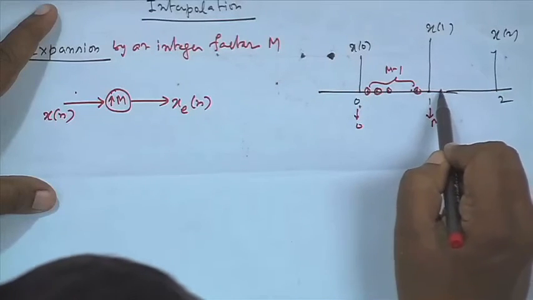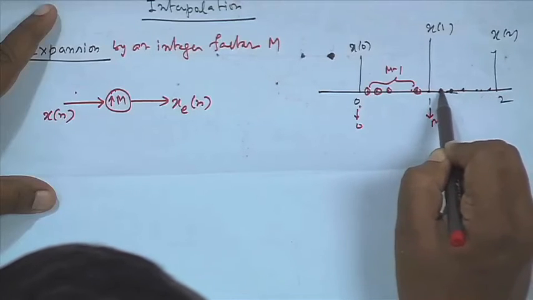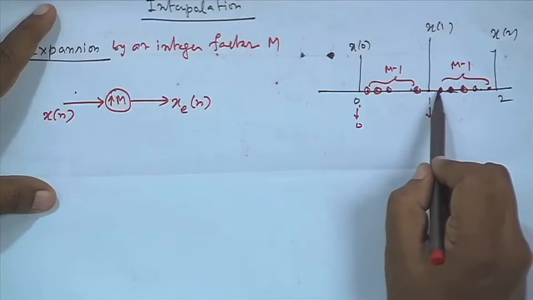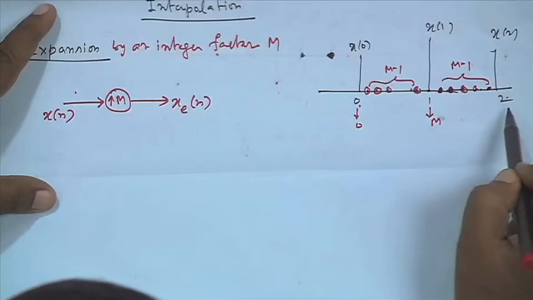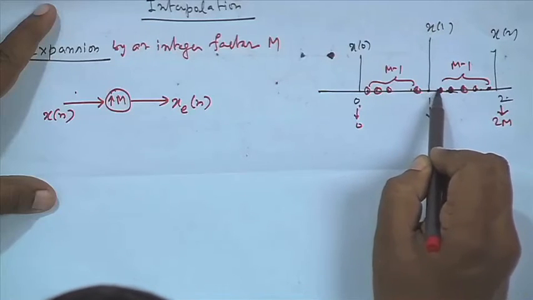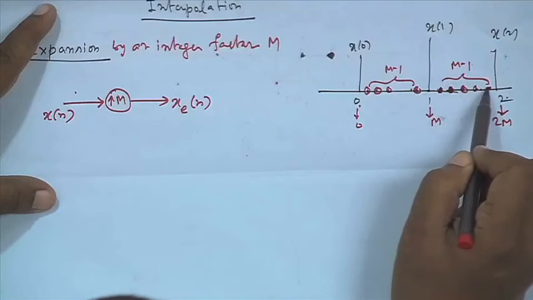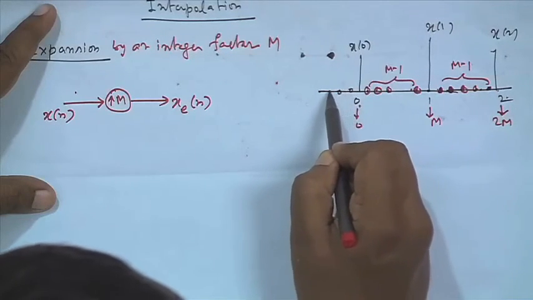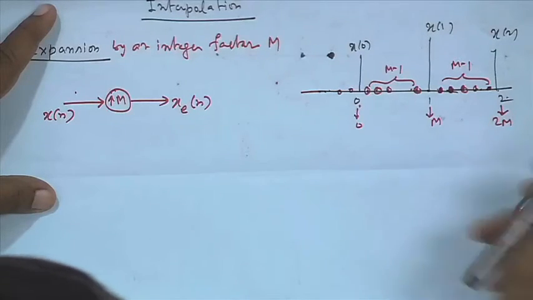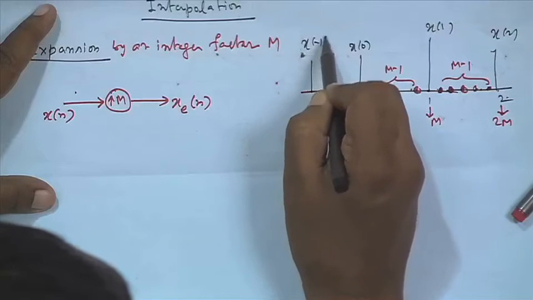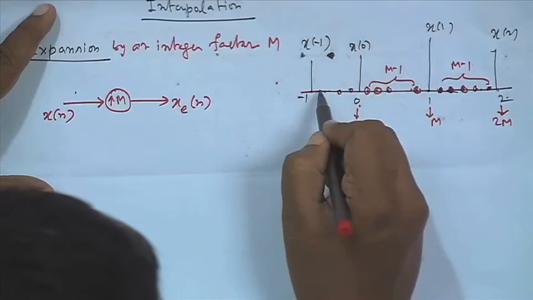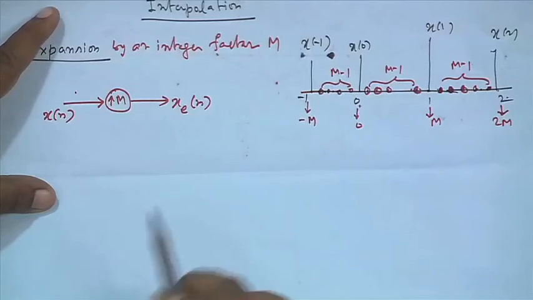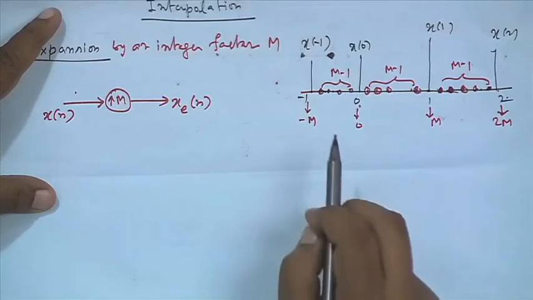So, this is m. Again here I create intermediate points and bring zeros, again 1, 2, 3 up to m minus 1. So, this will become 2m. This is m plus 1, m plus 2, up to m plus m minus 1. Next is m plus m, that is 2m, and so on. On this side also, earlier if I had a sample at minus 1, I bring in m minus 1 zeros. So, this will become the minus mth point. Then this sequence will be called the expanded sequence, the expanded version of x n.